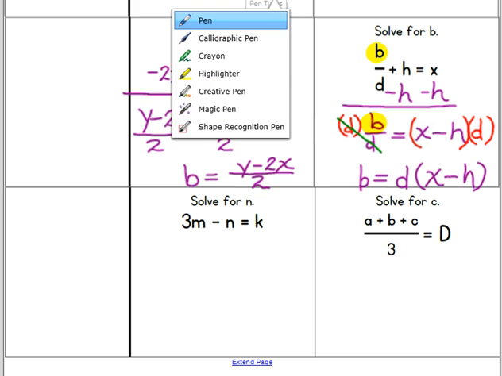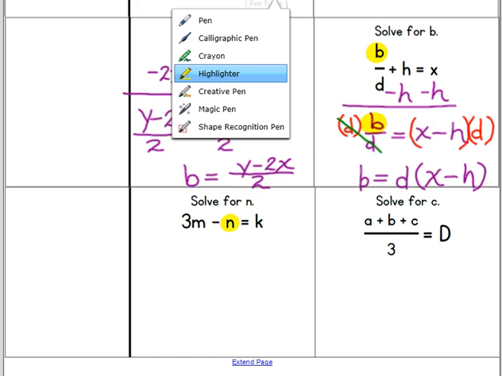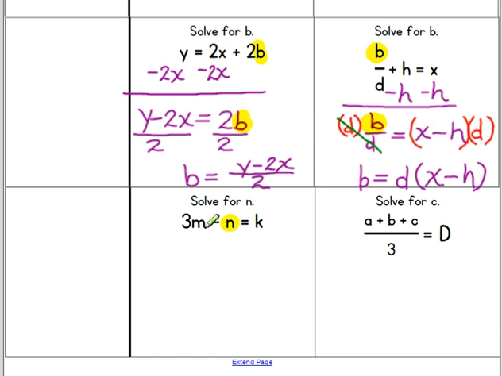The next one asks us to solve for n. So we're trying to get n by itself. So we need to remove the 3m from the left side of the equation and move it to the right side. So in order to move the 3m, we would need to subtract 3m and subtract 3m.